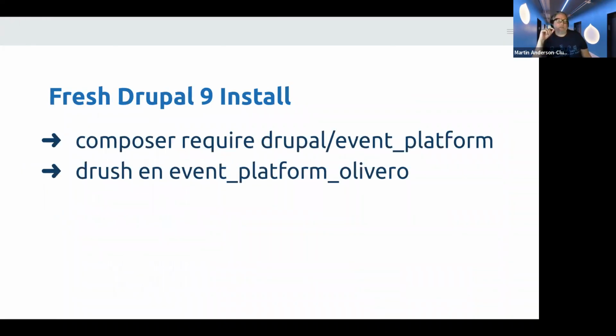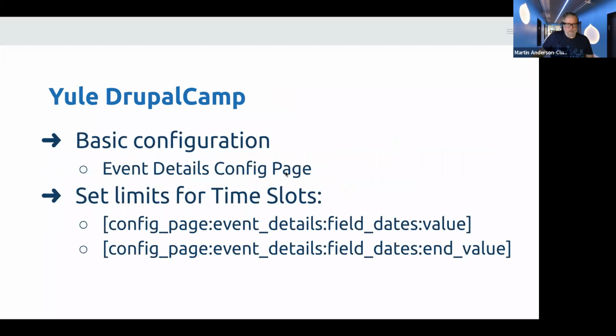So for the sake of the demo that we're going to see, I created this fresh Drupal 9 install. So just a standard installation of Drupal 9.4, and then did this composer require on Drupal event platform, and then did this drush install of event platform Olivero, which actually installs a whole bunch of other modules, because it installs the rest of the modules in the event platform, as well as a handful of other dependencies and modules that it uses under the hood.